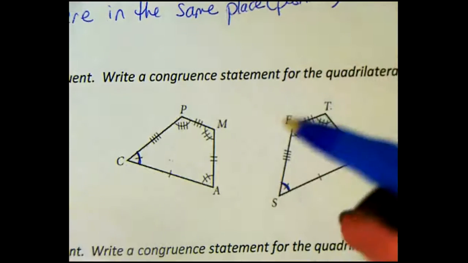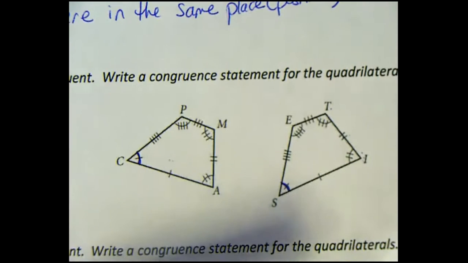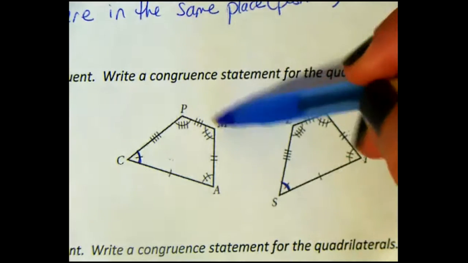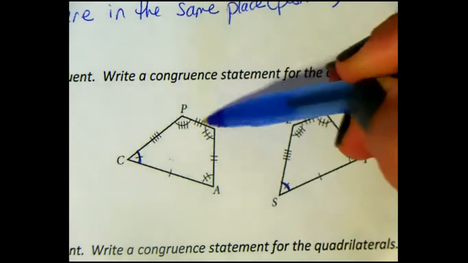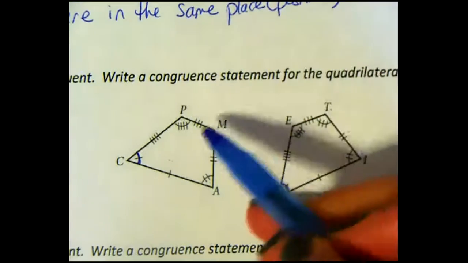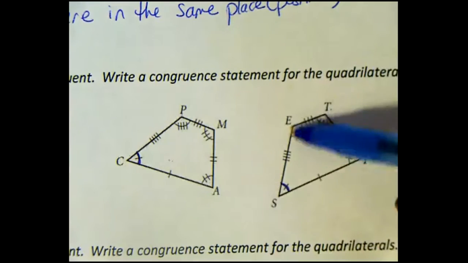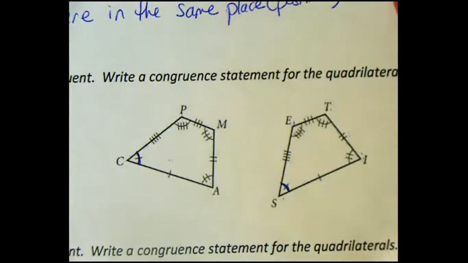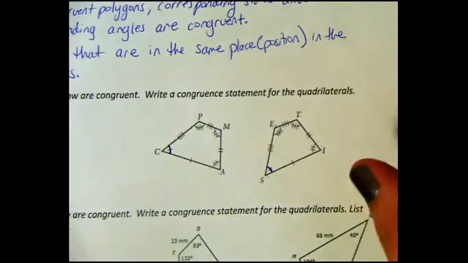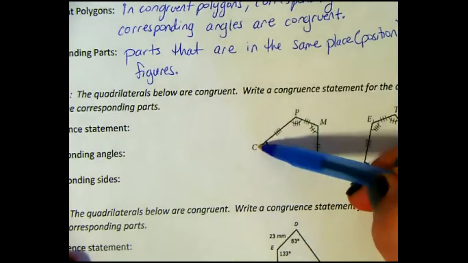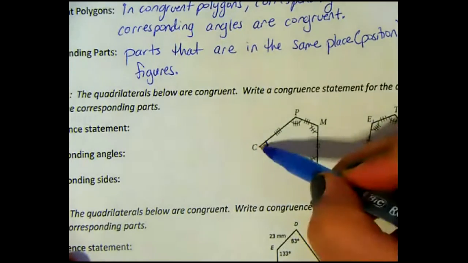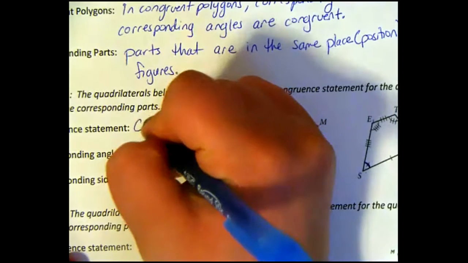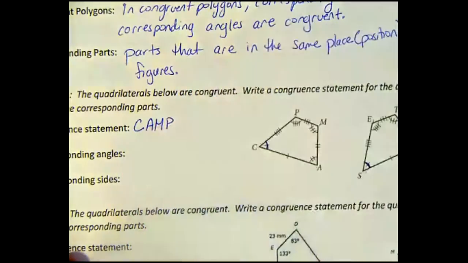And these are now the corresponding parts. So these are corresponding sides right here. These 2 sides, MP and TE, are corresponding congruent sides. And these 2 sides, PC and ES, are corresponding congruent sides. So noticing and recognizing that will allow us to write the name. So let's say I start with C and I go this way. So it's going to be CAMP. So the name of this quadrilateral is going to be CAMP.